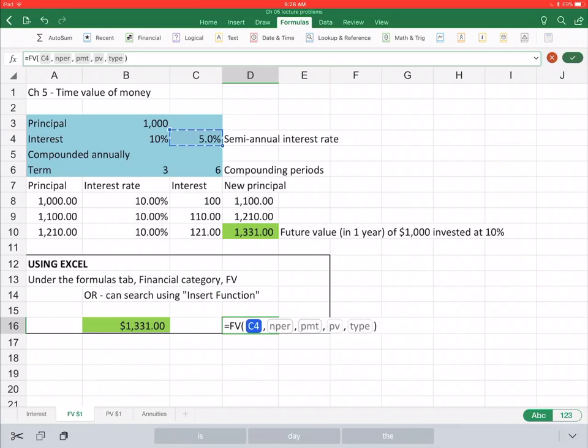My payment amount is still 0. I'm not making any payments. What I have is a cash outflow, a present value of $1,000, and then again my type is 0. If I do those calculations, notice, if I'm compounding multiple times per year, then that's going to increase the future value of my investment. I'm going to be able to earn more based on the number of compounding periods that I have.